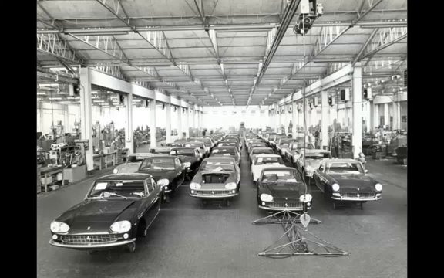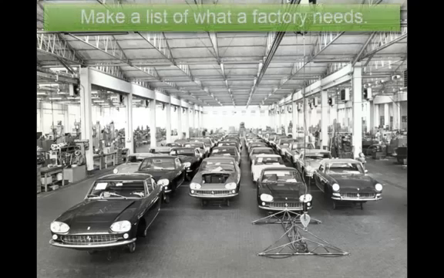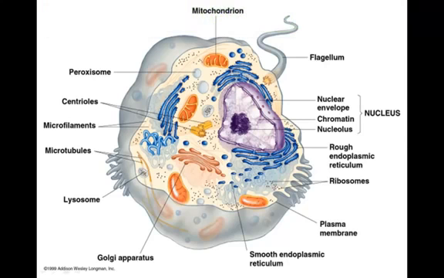Consider a factory. What does a factory need in order to successfully produce a product? Pause the video and make a list of everything a factory might need. In the same way, we're going to consider a cell as a factory.